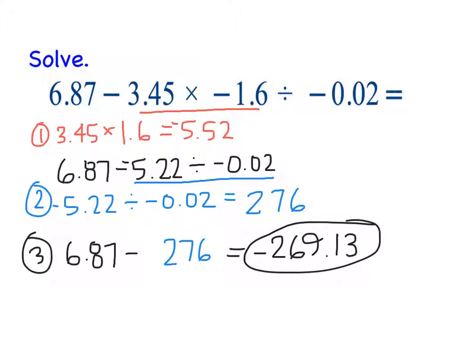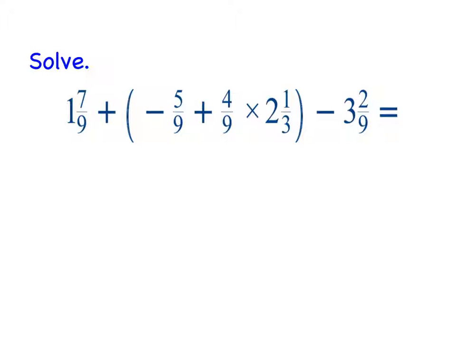All right, so here's my evidence. My first step was computing the multiplication here in the middle. My second step was taking that result and dividing it by the negative 0.2. And then my third result, finally, was computing the subtraction with my final result being negative 269.13. Try this last one on your own.